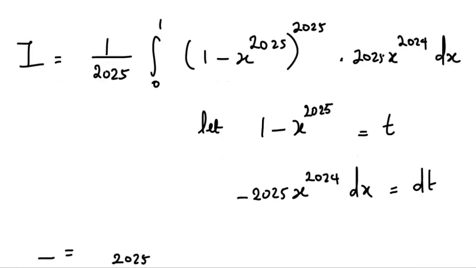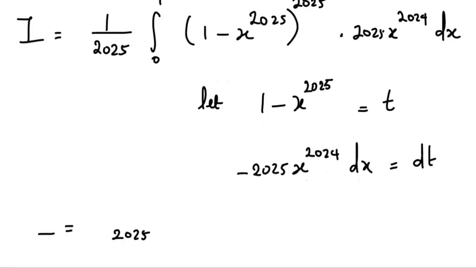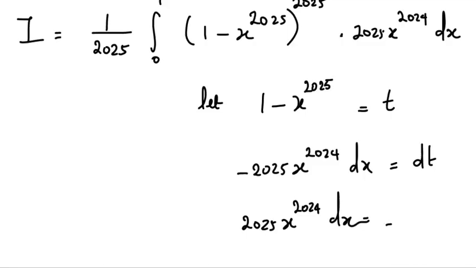Now multiply both sides by -1. So we get that 2025 times x raised to the power of 2024 dx is equal to negative dt. Don't forget that, okay?